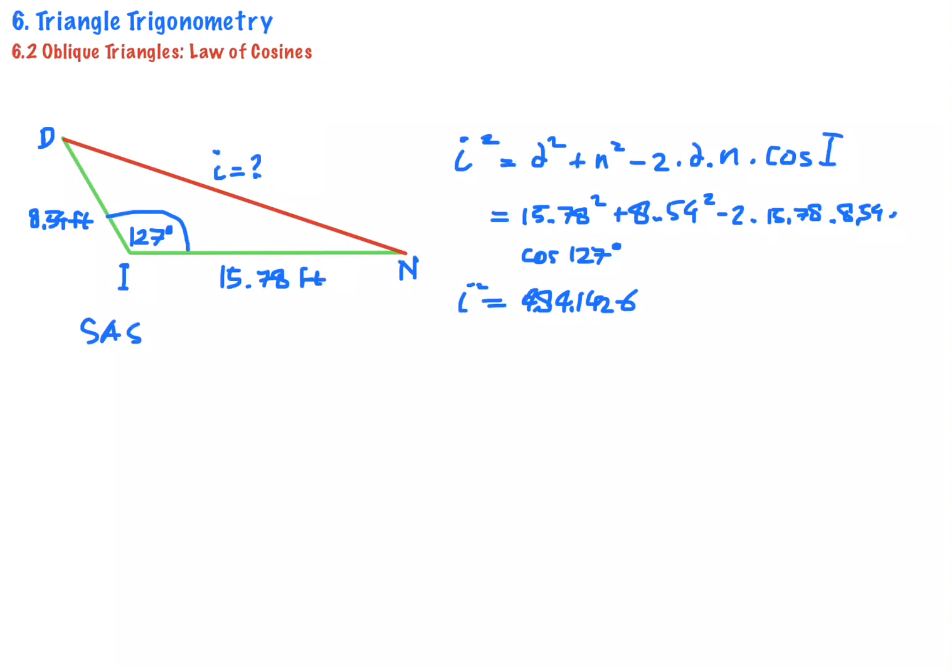484.1426. Yeah, and I will be equal to 22.0032, or you can put it as 22.003 feet. Okay, that's how we can find it. But does it only apply for SAS? Can it apply for other configurations of triangles? Yes, it can, for SSS.